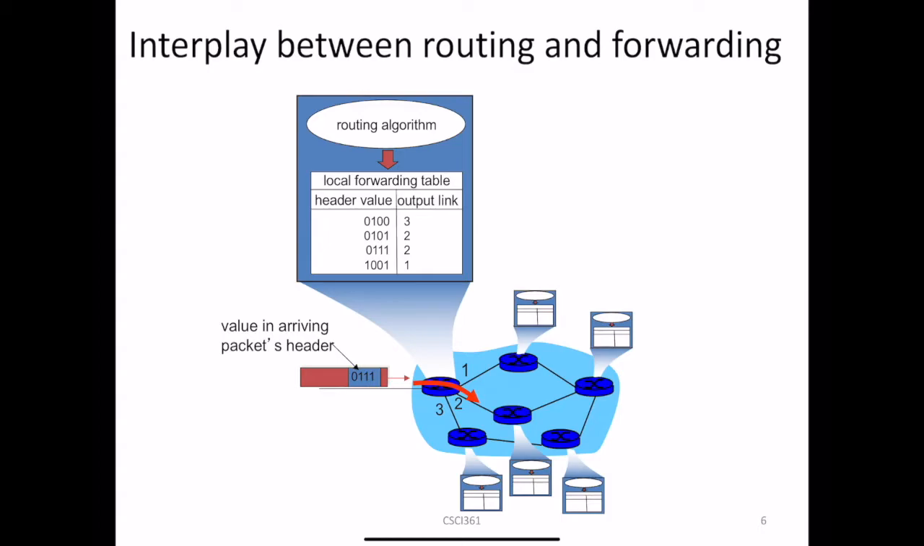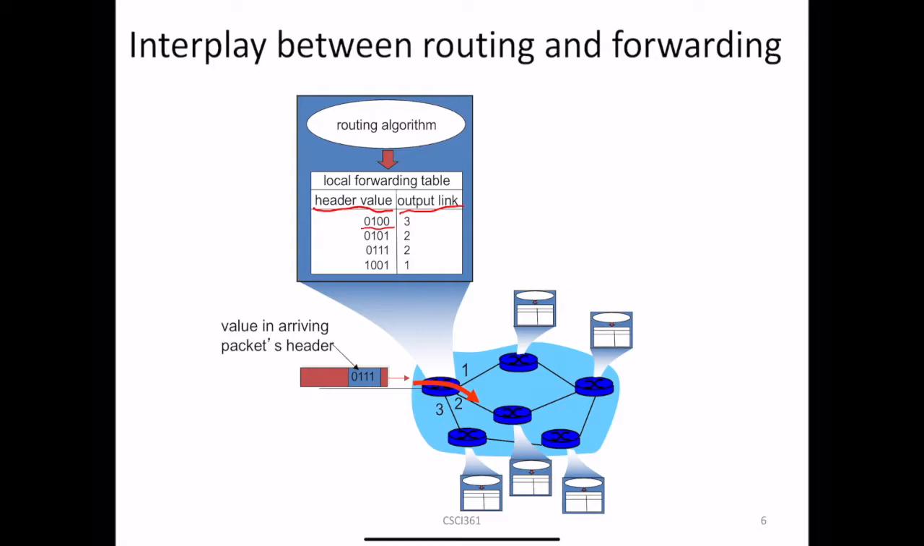In the local forwarding table, there are two columns. One is the header value, and the other one is the output link. The header value represents the IP address in reality. But since this is just for illustration purposes, we don't want to put a 32-bit IP address in the header value field, so we just use 4-bit values to represent the header value, which is the IP address in reality.